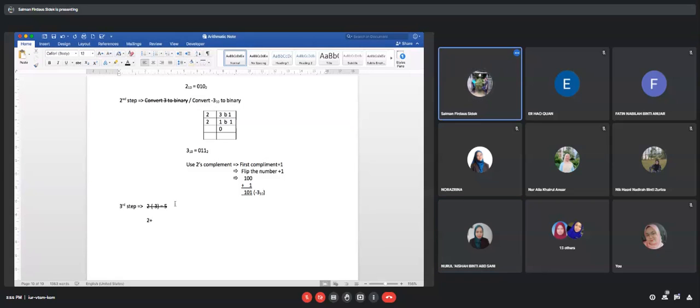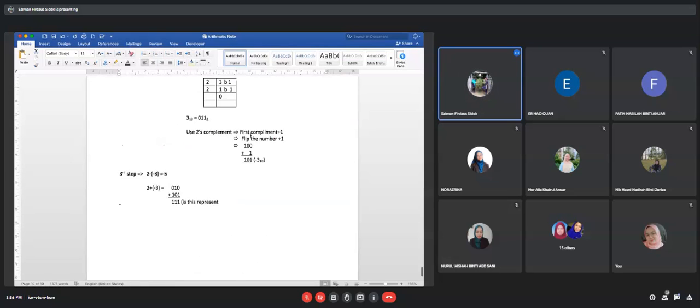So 2 plus negative 3: 2 in binary is 010, plus negative 3. What is the representation of negative 3? 101. Okay, now we do the addition operation. We will get 111. The answer is 111. So what did this represent, what was the answer earlier?